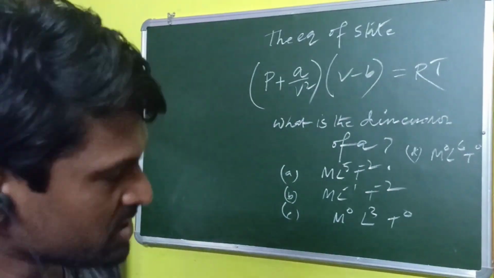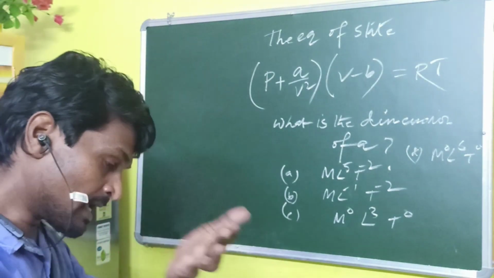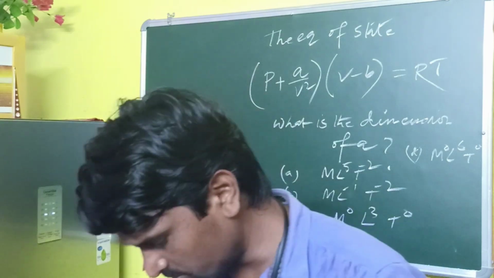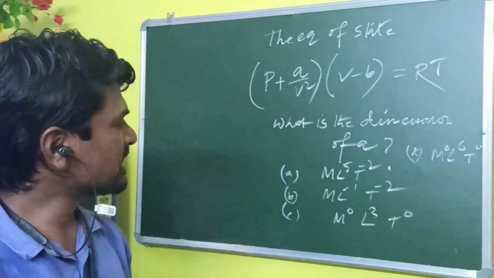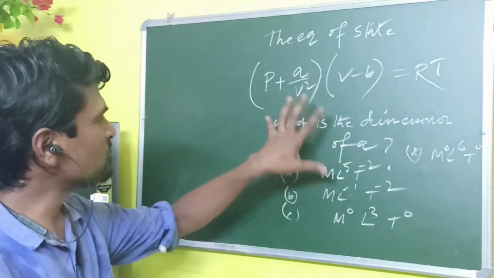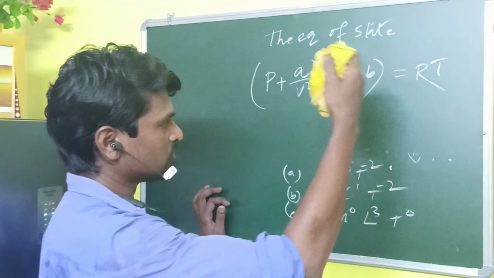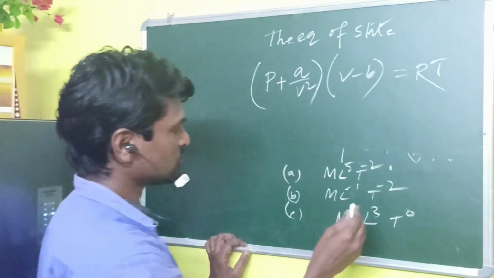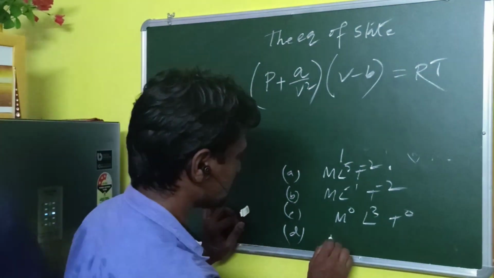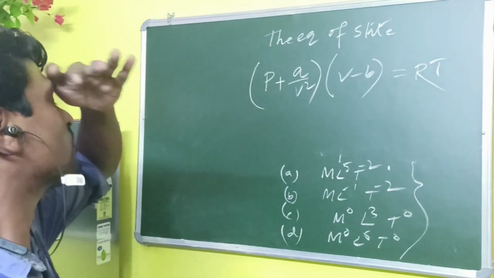What is dimension, students? Dimensions are basically the exponents of the fundamental quantities. And we know that there are 7 fundamental quantities: length, mass, time, temperature, luminous intensity, Kelvin. So what are the exponents? These are the dimensions. So the equation of state is given, and you have to calculate the dimension of A. This is the question. So you can solve it. Option D, again I repeat, is M0 L6 T0. The options are given, and you have to calculate the dimension of A.